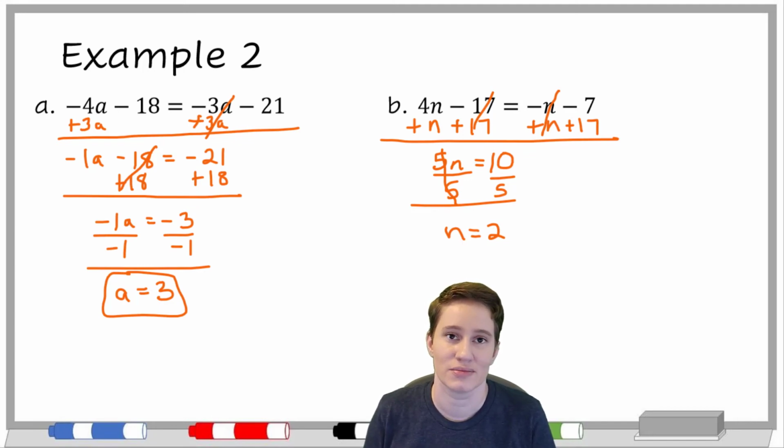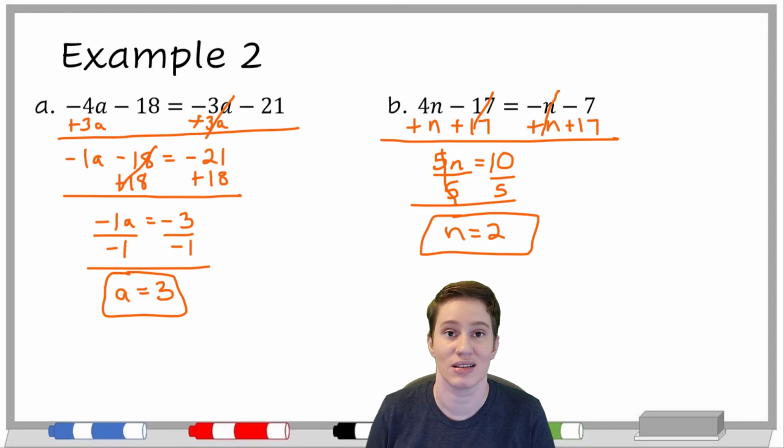We need to get the variable alone on one side and the numbers alone on the other, so that we get an answer. And in this case, that answer is n equals 2.